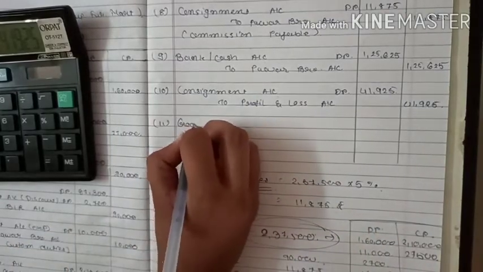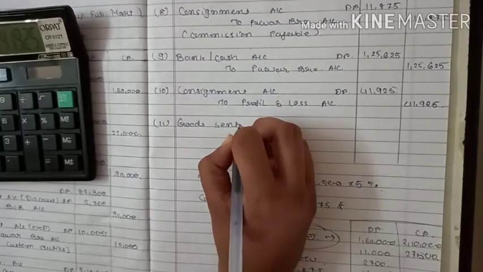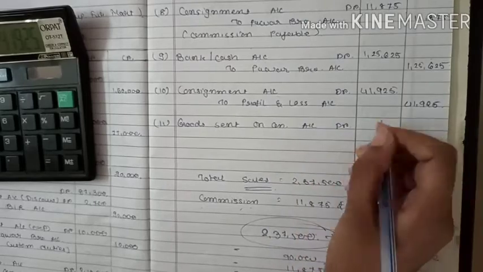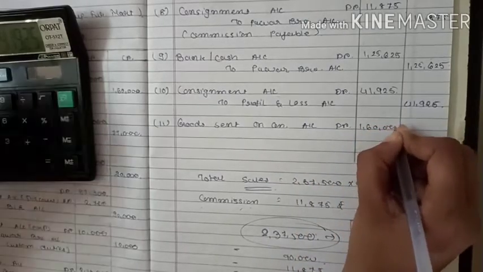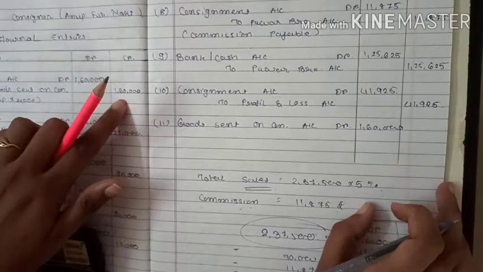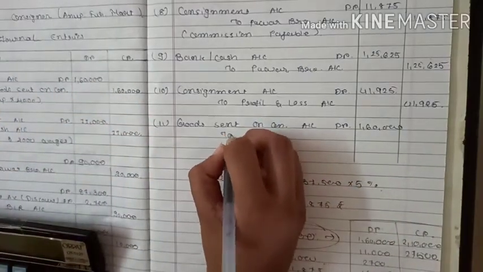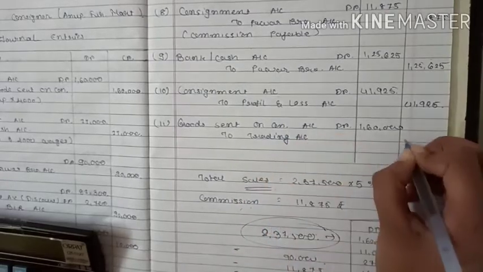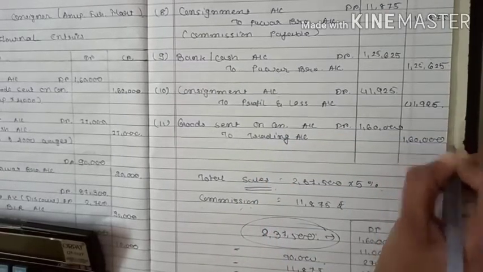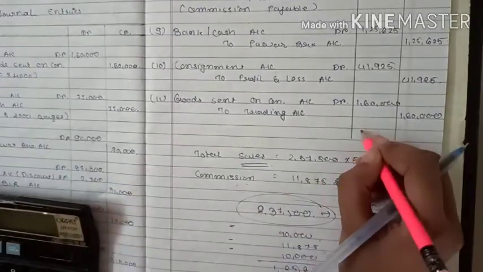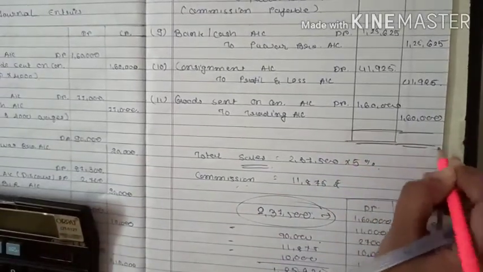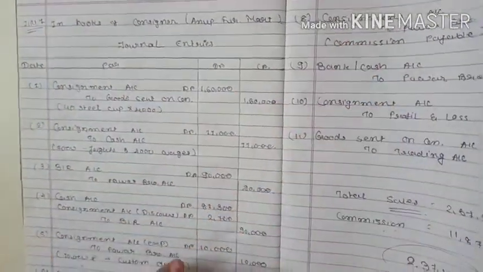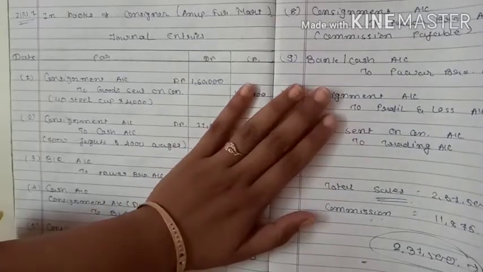And the last entry: the goods sent on consignment we will transfer to the trading account. So goods sent on consignment account debit of rupees 1,60,000. This amount 1,60,000 is transferred to trading account, to trading account 1,60,000. This is how we made the journal entries of practical illustration number 1.